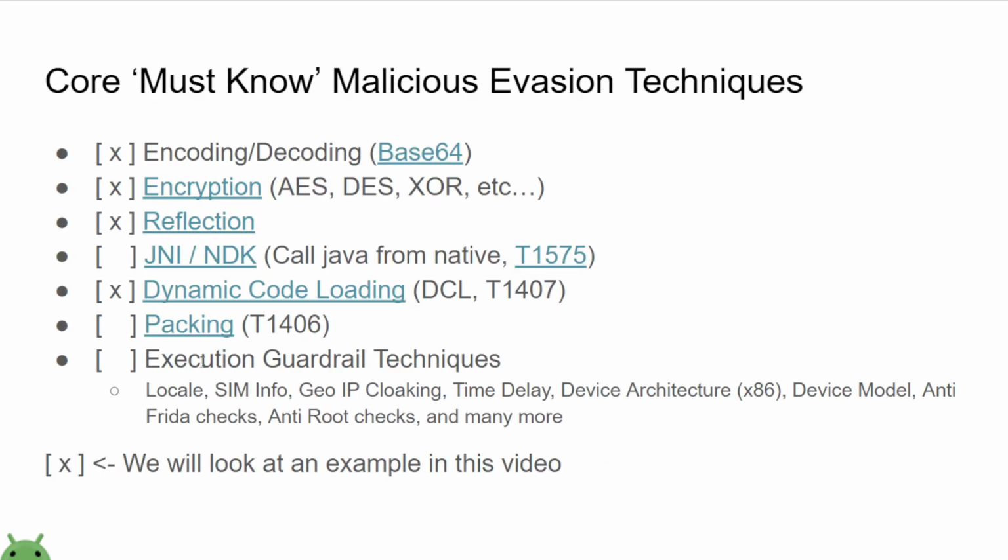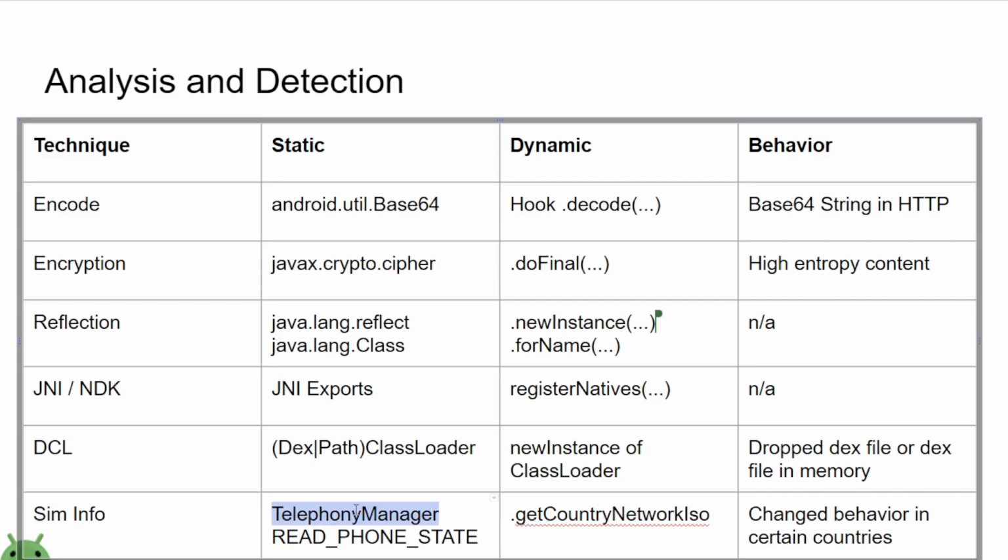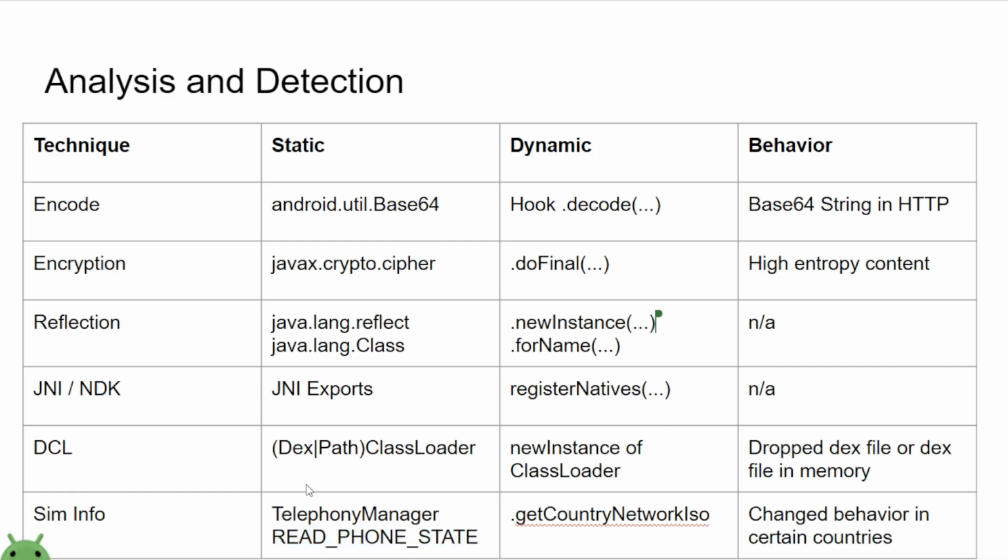For the execution guardrails, I'm not going to list too many, but just as one example, I'm going to talk about SIM info. Statically, you'd see Telephony Manager being used. You might also see something like READ_PHONE_STATE as a permission defined in the Android manifest. And if you wanted to hook it dynamically, you'd look for a call to getNetworkCountryIso or other methods implemented by Telephony Manager.